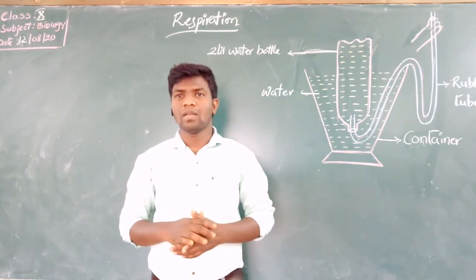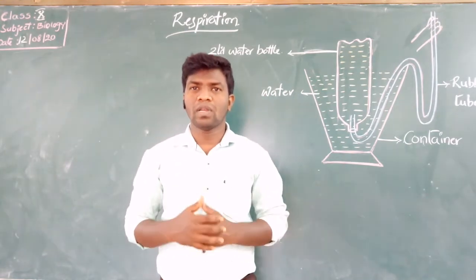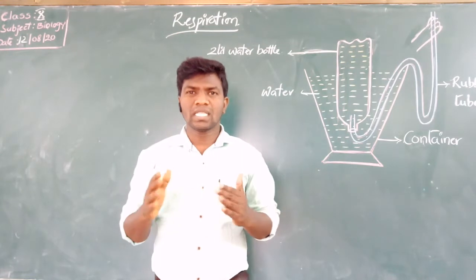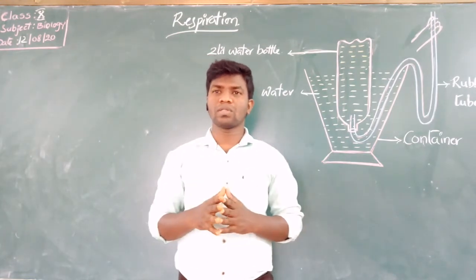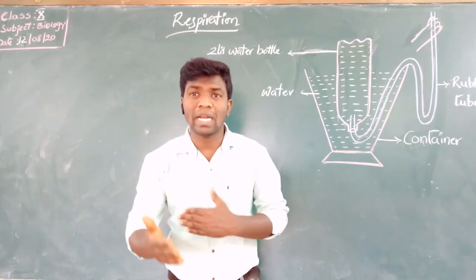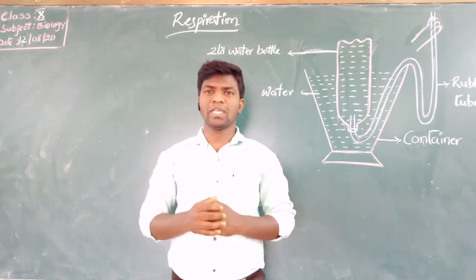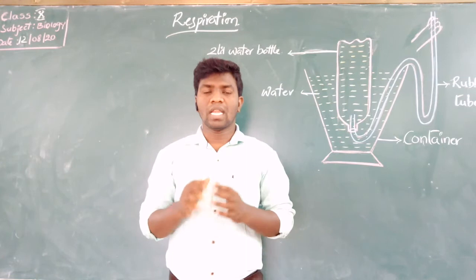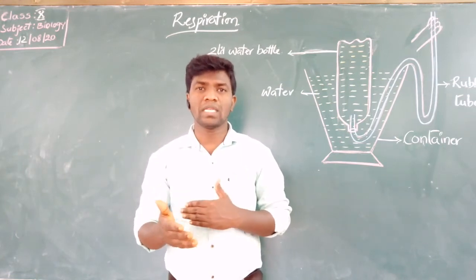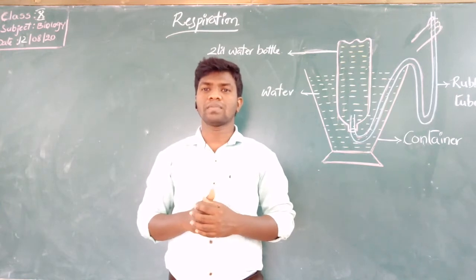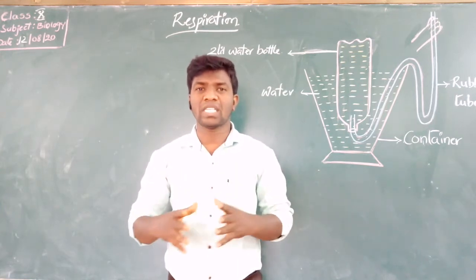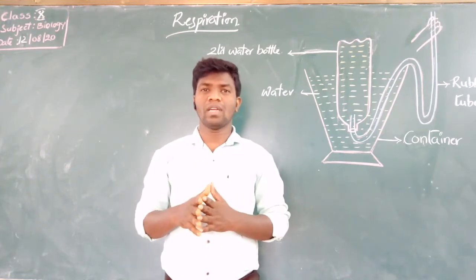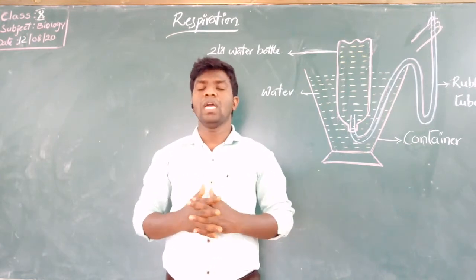Listen carefully, dear students. First of all, I want to recall what is meant by respiration. Oxidation of food materials, especially glucose, fatty acids and proteins, to carbon dioxide and water is called respiration. There are two types of respiration, aerobic and anaerobic. Aerobic respiration takes place in the presence of oxygen. Anaerobic respiration takes place in the absence of oxygen. Now you have an idea about these two types.